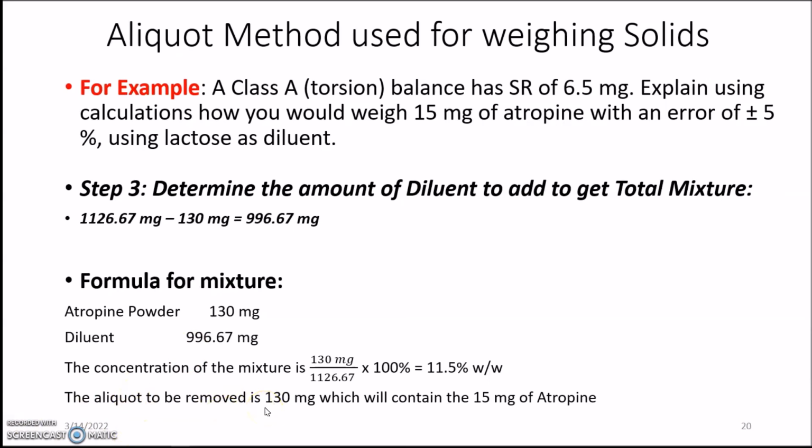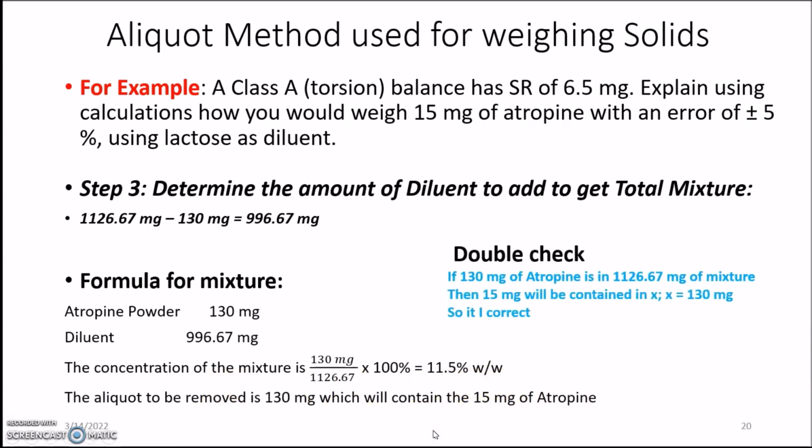We made it so, and we applied it to the equation. We can determine if this is correct, because based on what we had said, the aliquot will be 130 milligrams, and the amount of drug in the aliquot will be 15 milligrams. So let's double check. If 130 milligrams of atropine is contained in the 1126.67 milligrams of mixture, then the 15 milligrams that we want will be contained in X, and X will be 130. Check it with your calculator and you realize that it is correct.